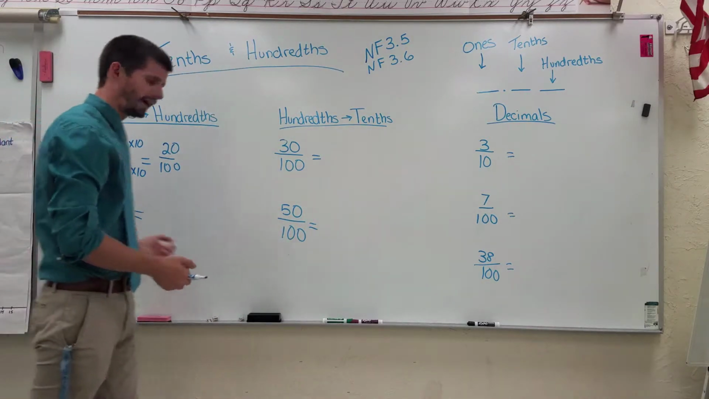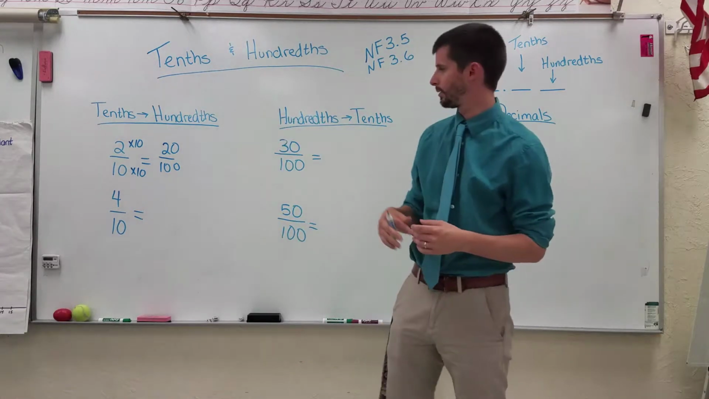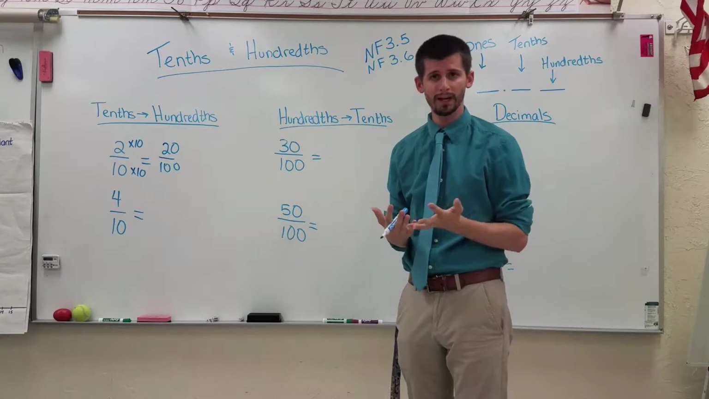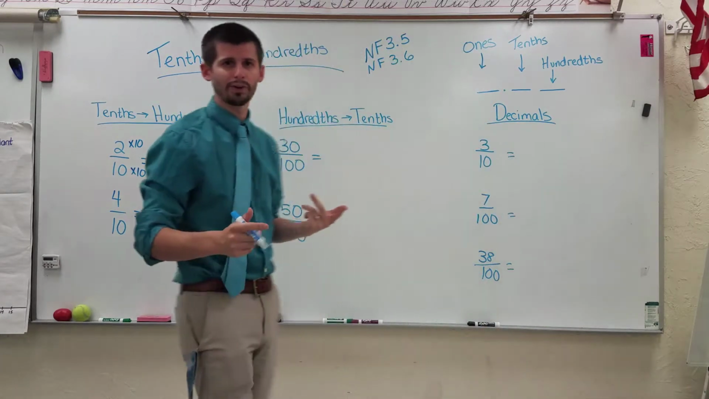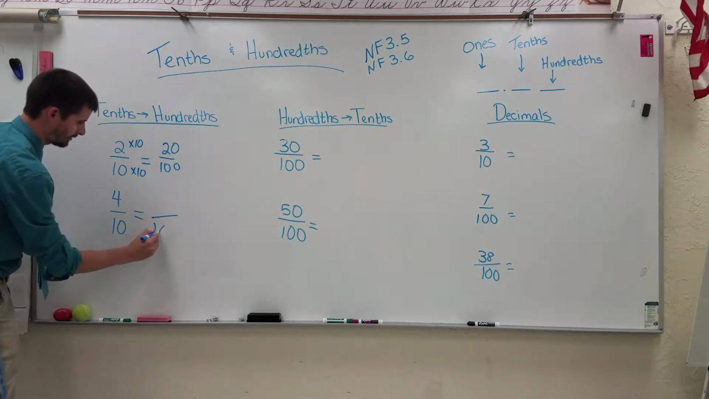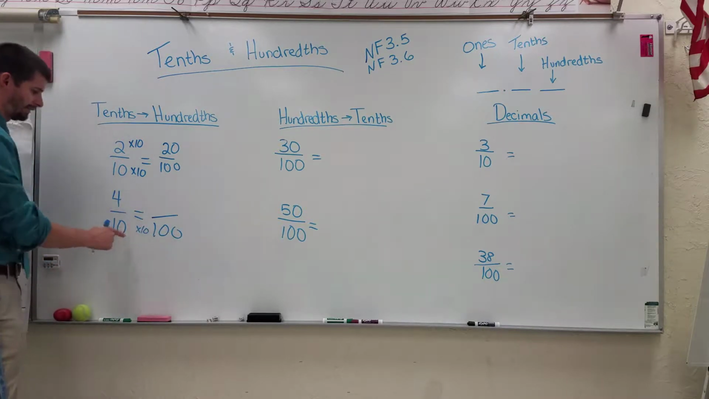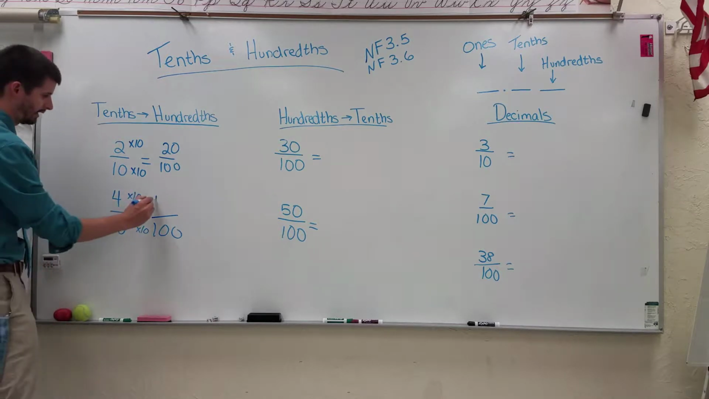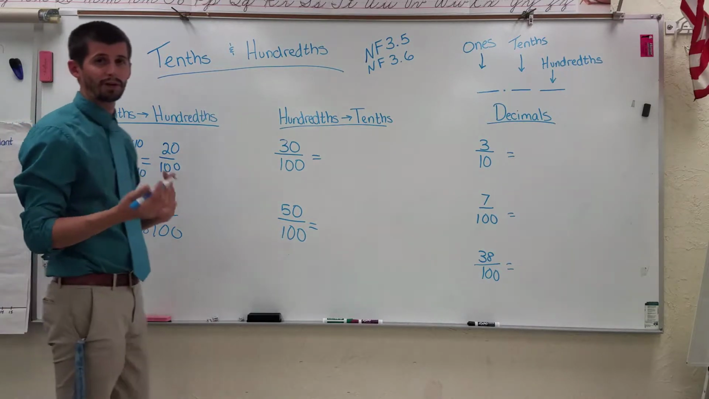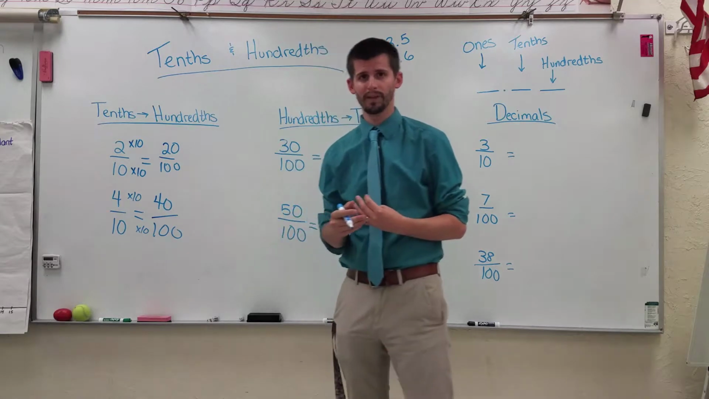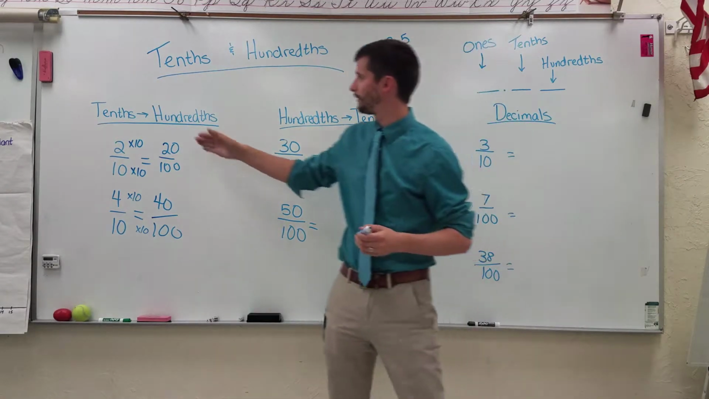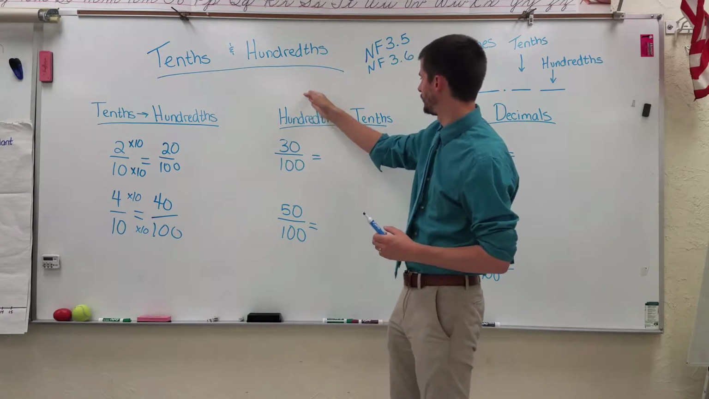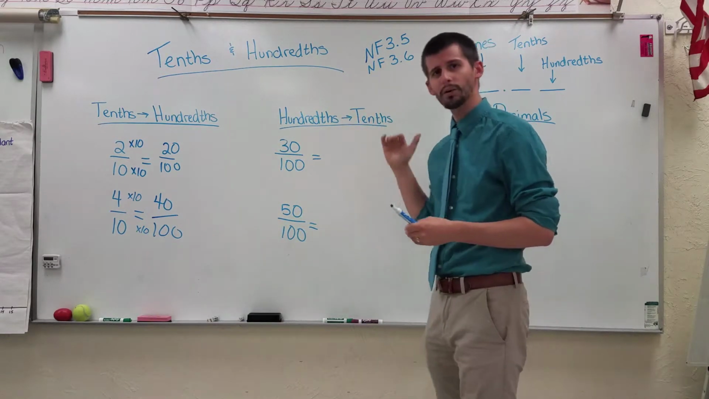So let's do it with the other one. I have 4 tenths. Well, again, that could be 4 dimes. So I could ask myself, all right, 4 dimes, that's 40 pennies, so that'd be 40 hundredths. Or again, you can multiply. I can multiply by 10, that's how I got to 100. Then I need to multiply my numerator by 10, and I would get 40. 40 hundredths is equivalent to 4 tenths. So that's going from tenths to hundredths. We're multiplying by 10.